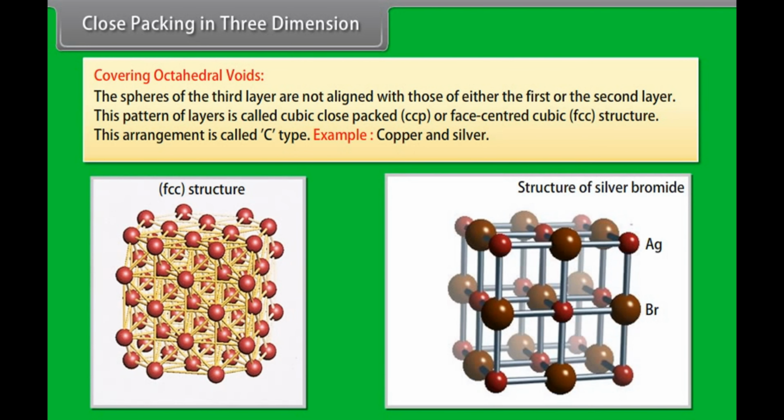2. Covering octahedral voids. The spheres of the third layer are not aligned with those of either the first or the second layer. This pattern of layers is called cubic close-packed CCP or face-centered cubic FCC structure. This arrangement is called C-type. Example: copper and silver. Formula of a compound and number of voids filled.